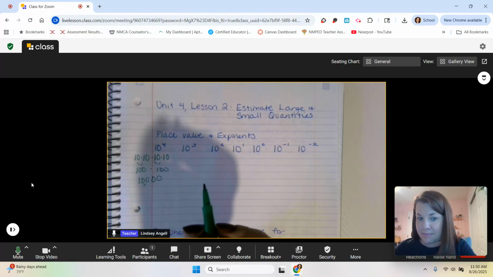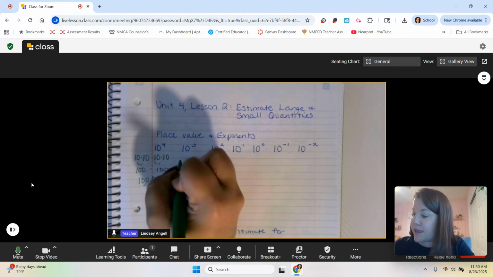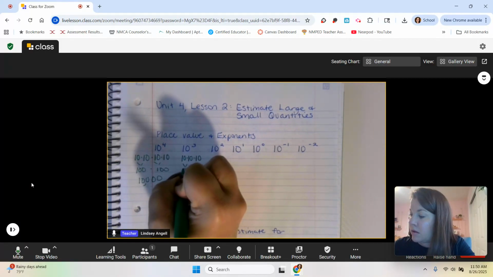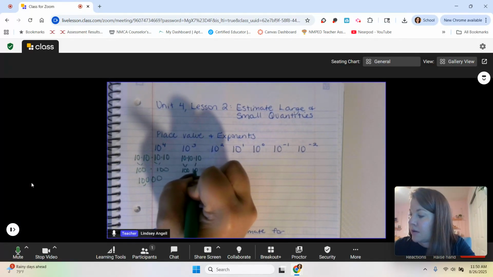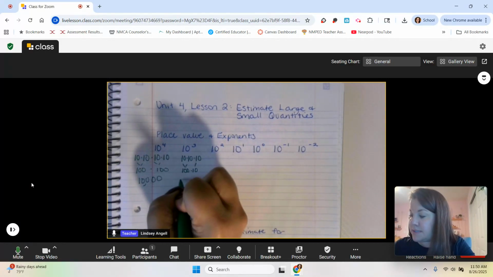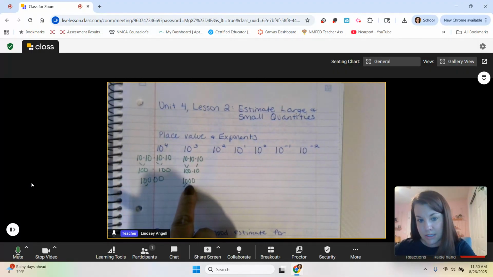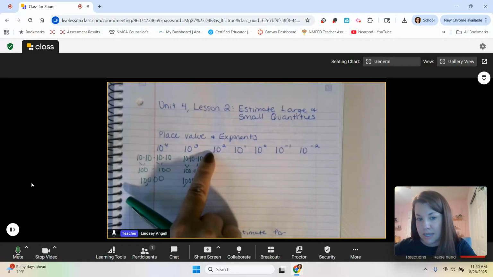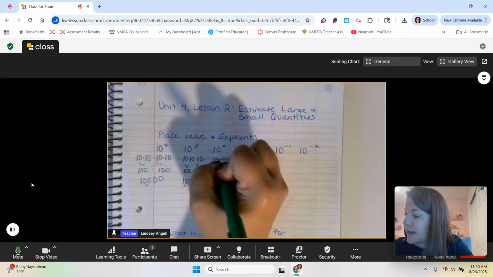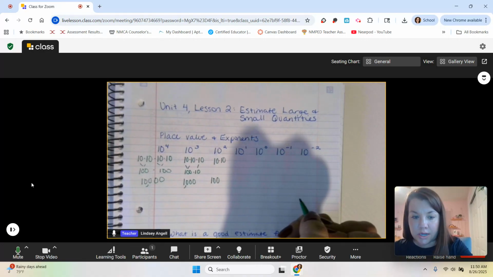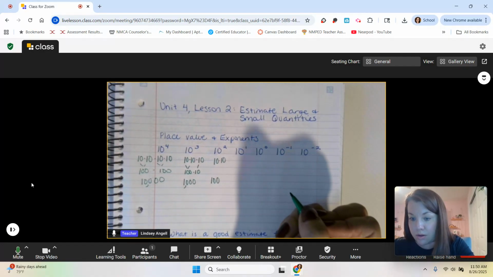Notice the exact same thing happens even with 10 to the 3rd. We could say 10 times 10 times 10. Bringing that down, that's like 100 times 10, which is 1,000. Notice there's only 3 zeros. Same is true with 10 squared. 10 times 10 is just equal to 100. Notice there's only 2 zeros.